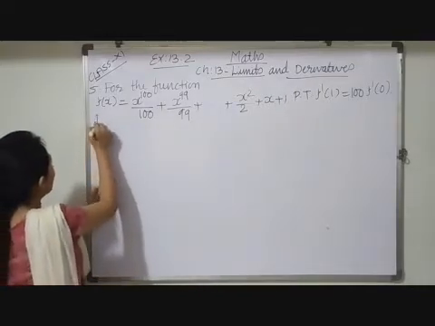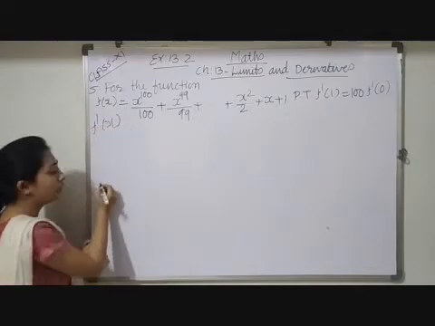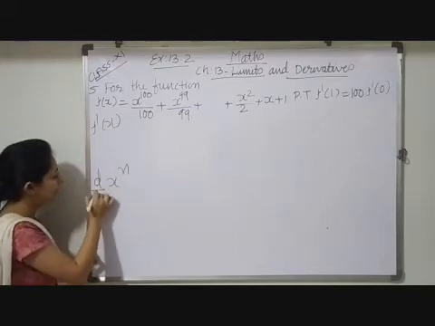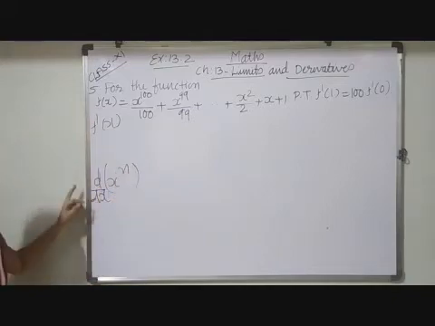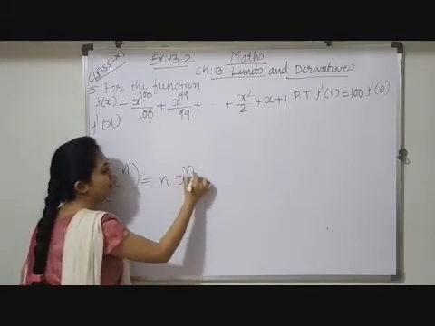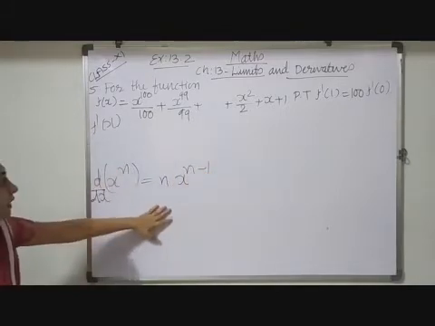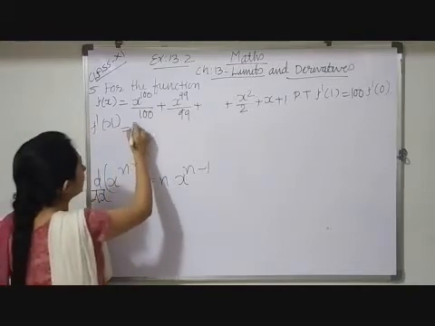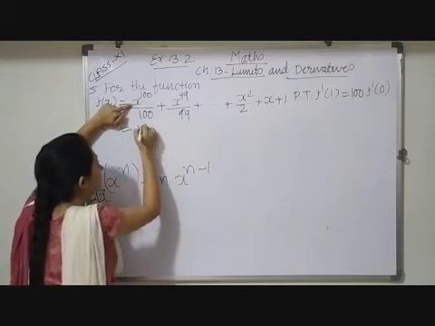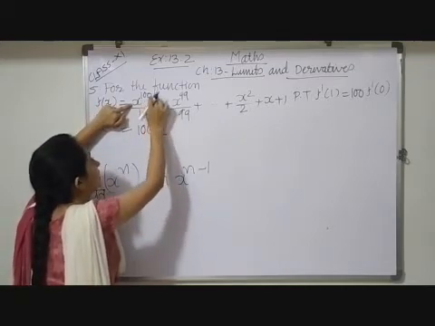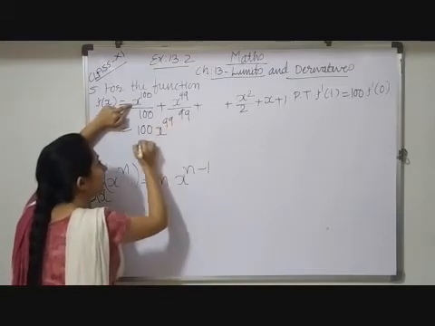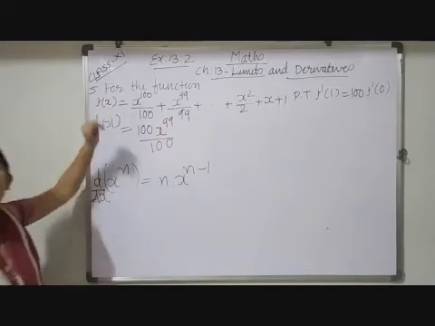So f dash of x is equal to, observe children, my formula is x to the power n. If I want to find its derivative, I can put it in the form d by dx of x to the power n, which is n x to the power n minus 1. This formula we are applying here. So f dash of x is equal to, the power 100 comes forward, x to the power 100 minus 1. Observe, n minus 1, 100 minus 1, so 99 will come, upon 100 which was already in the denominator.